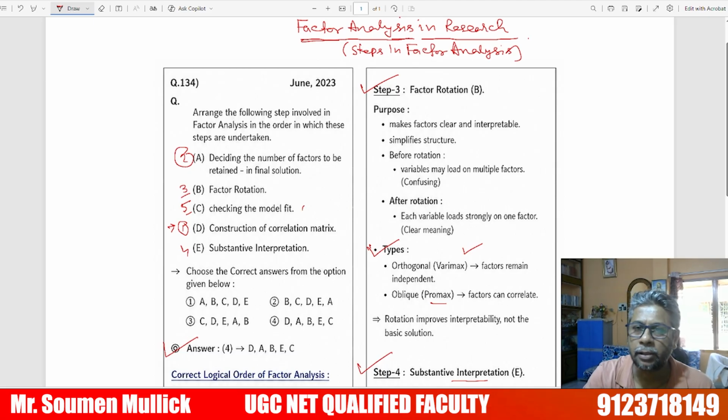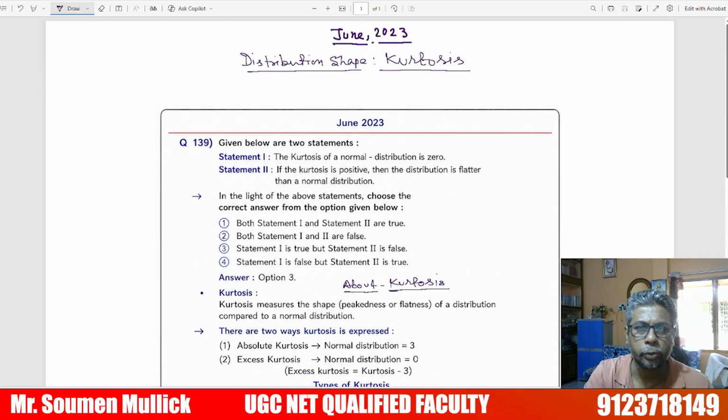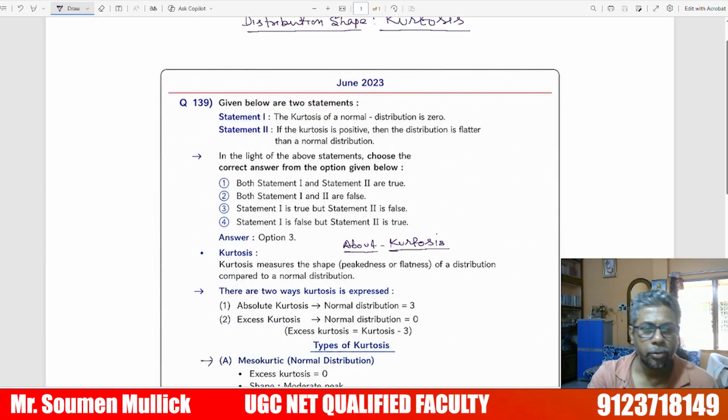Now we move on to our last question, from June 2023. This question is based on distribution shape, kurtosis. Statement 1: the kurtosis of a normal distribution is 0. Statement 2: if the kurtosis is positive, then the distribution is flatter than the normal distribution. Both statements 1 and 2 are true. Both are false. Statement 1 is true, statement 2 is false. Statement 1 is false and statement 2 is true. So the correct option is option number 3.